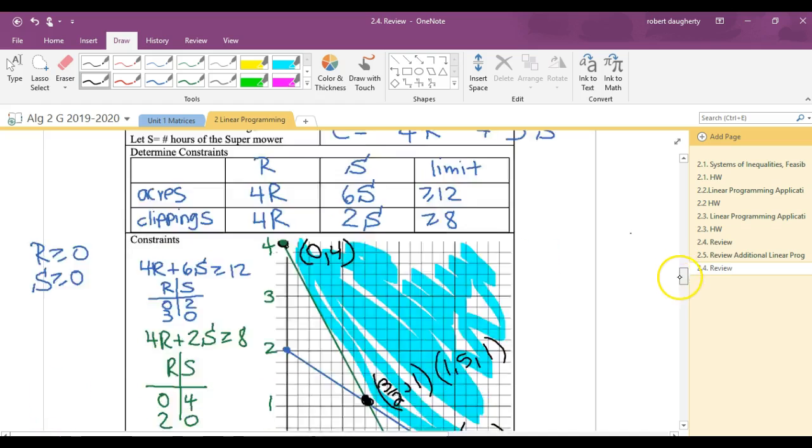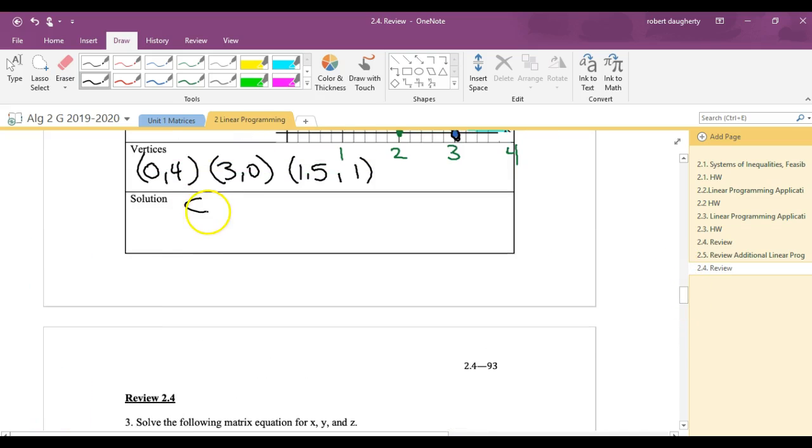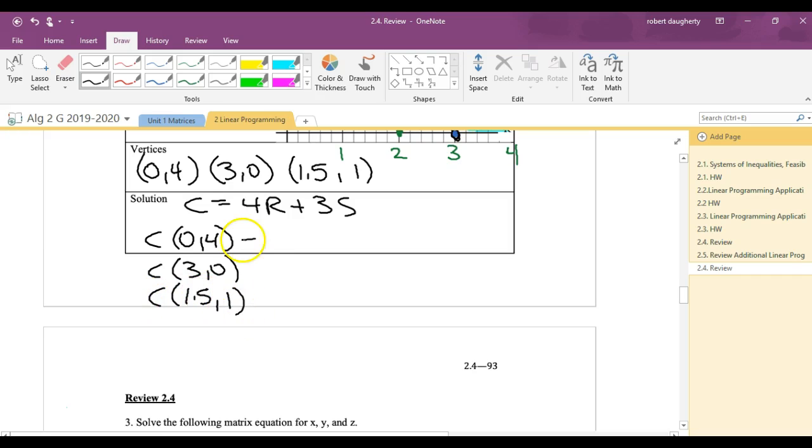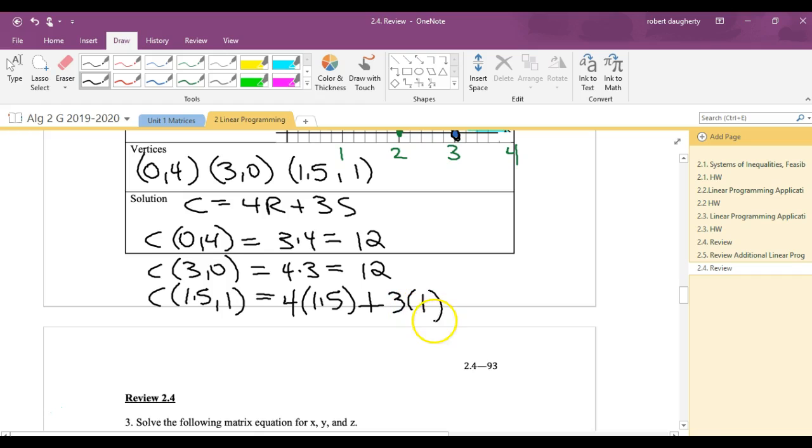And what is it? 4 and 3. So my cost function, so the cost at 0, 4, the cost at 3, 0, and the cost at 1.5, 1. So this is going to be 3 times 4, which is 12. This next one is going to be 4 times 3, which is 12. And the last one is going to be 4 times 1.5 plus 3 times 1. This is 6 plus 3, which is 9.